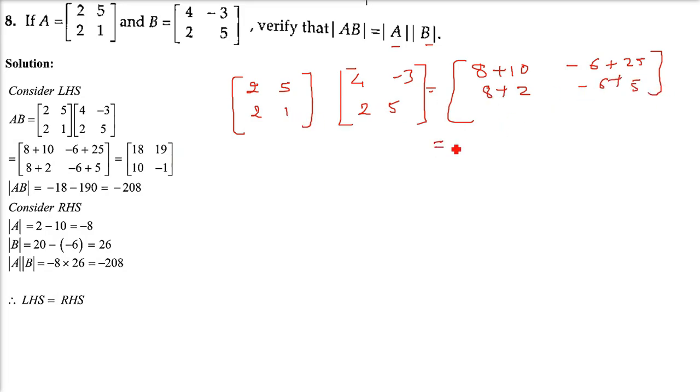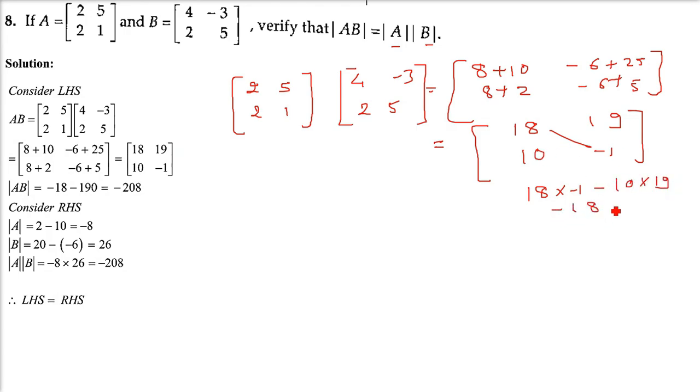So what is the final answer? It's 8 plus 10, 18, 25 minus 6 is 19, 8 plus 2 is 10, 5 minus 6 is negative 1. So just take the cross multiplication, 18 into minus 1 minus 19 into 10. So it will be negative 18 minus 190. So just add these two and take a negative sign, it will be minus 208.